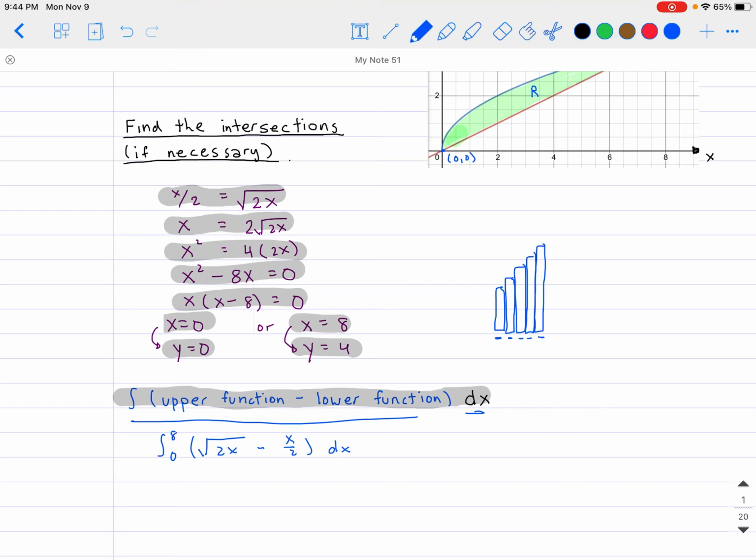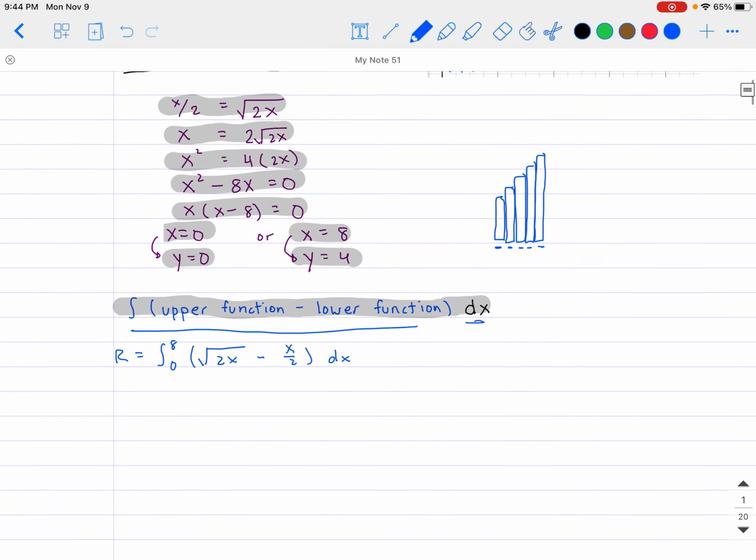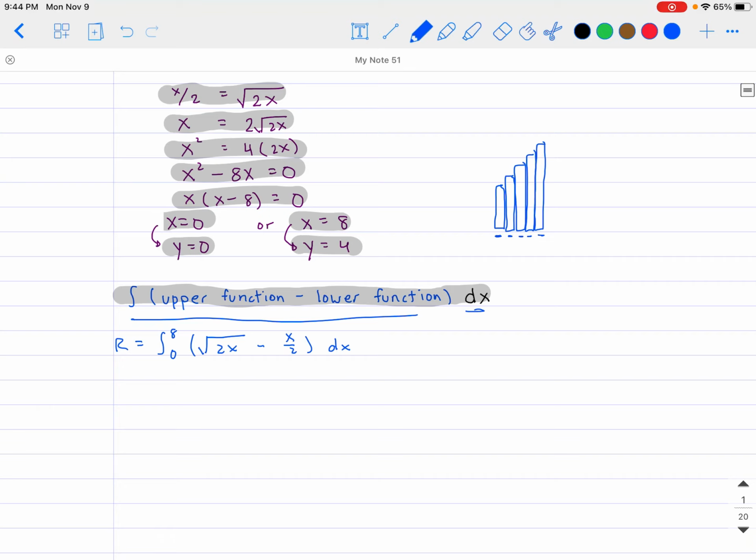So if we can solve for this integral right here, then that means that we have the region R for our area. So let's go ahead and do that right now algebraically just to see what we get. Okay, actually more like calculus wise. So let's go ahead and take the antiderivative then.